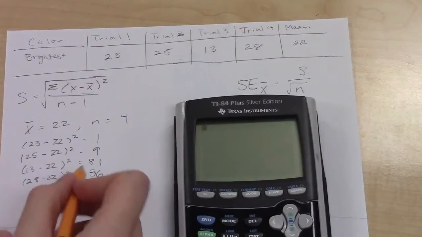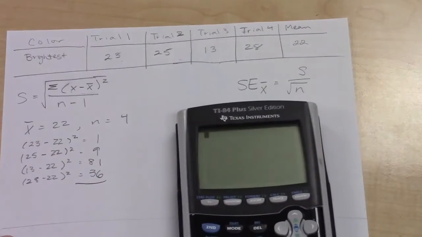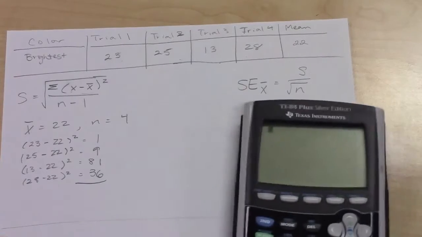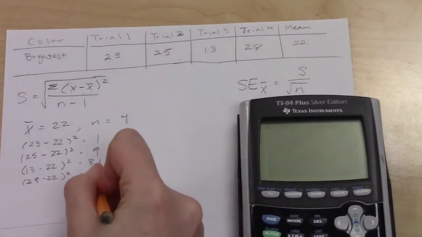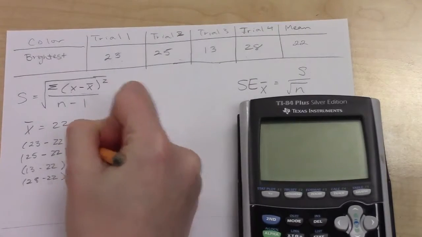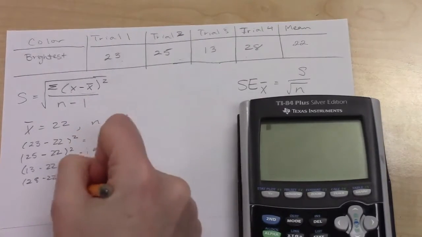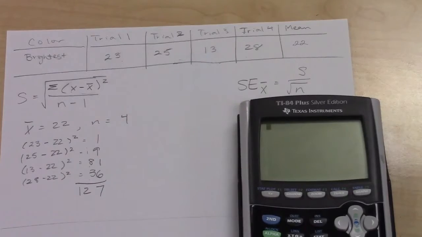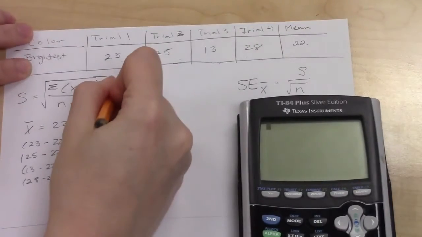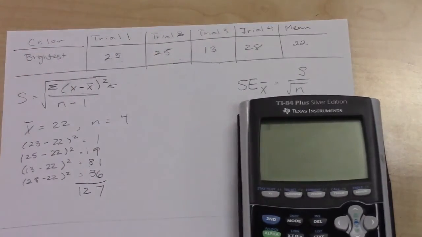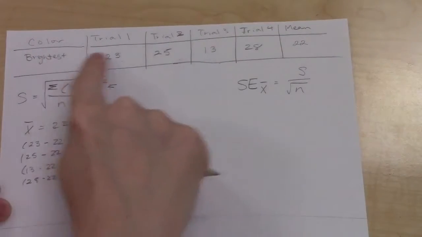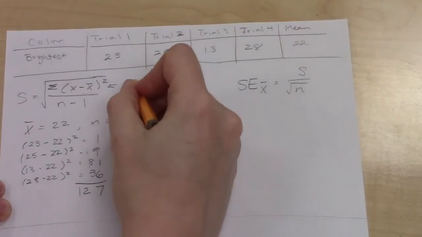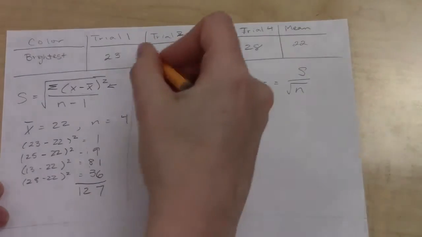Now let's add all those up, because we need to take the sum of all of those. We can use a calculator, or 9, 10, 11, and 6 is 17. Carry the 1, 8, 9, 10, 11, 12. 127 is this value right here.